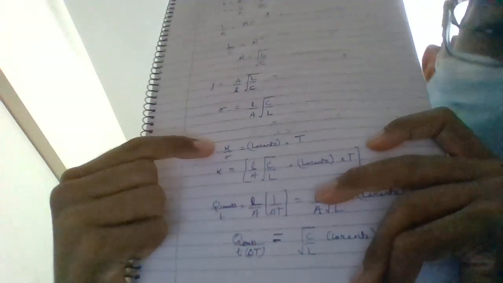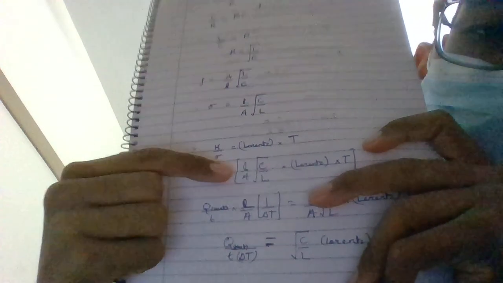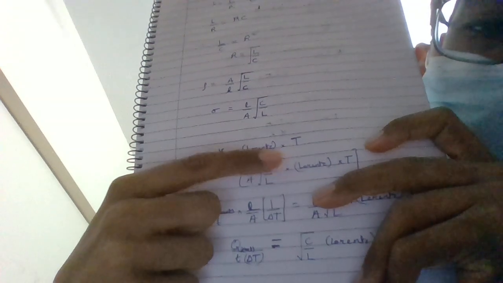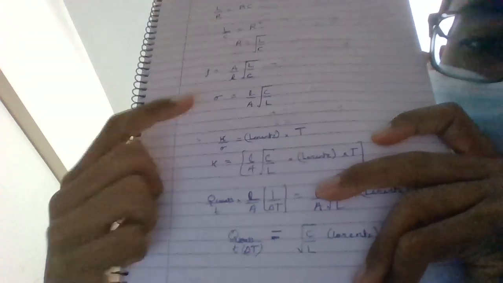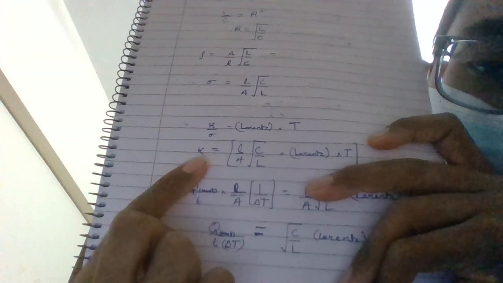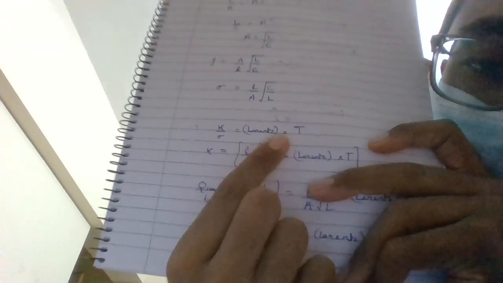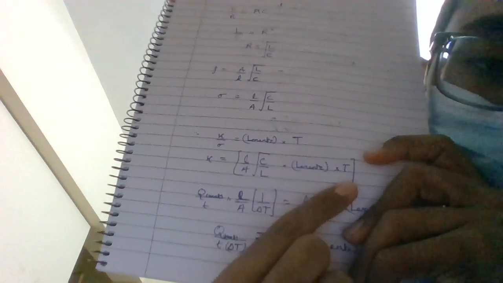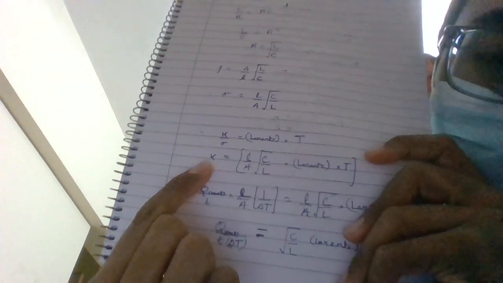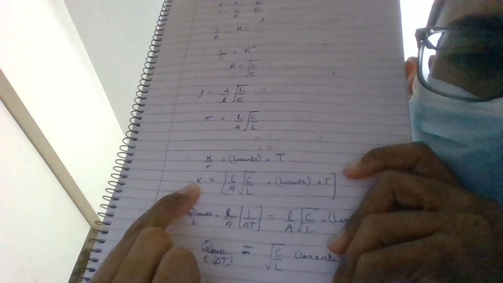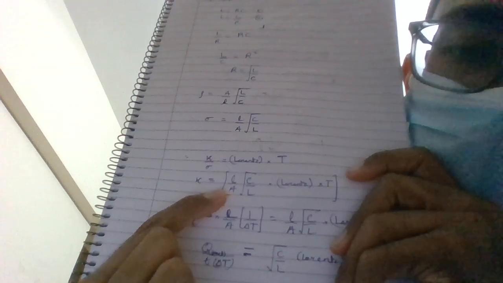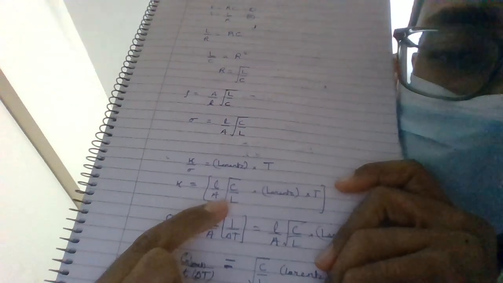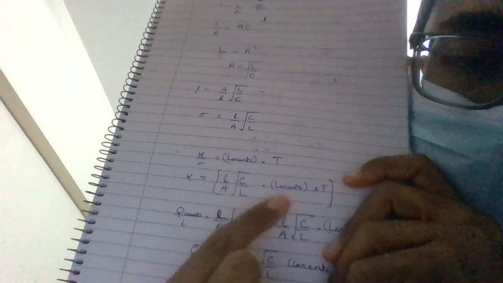So then you take the Wiedemann formula. You get kappa by sigma equal to the Lorentz constant times absolute temperature T. Then if you put this on the other side, you get this being multiplied by it. That way you'll get thermal conductivity being equal to l upon A times C upon inductance times the Lorentz constant times absolute temperature.